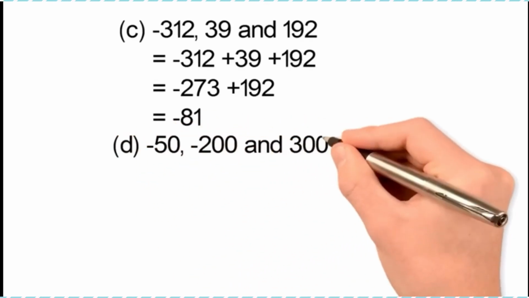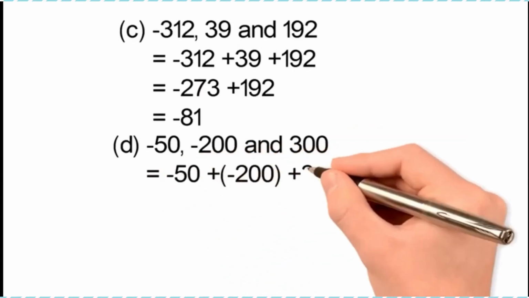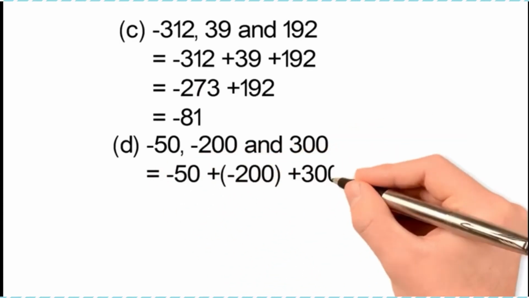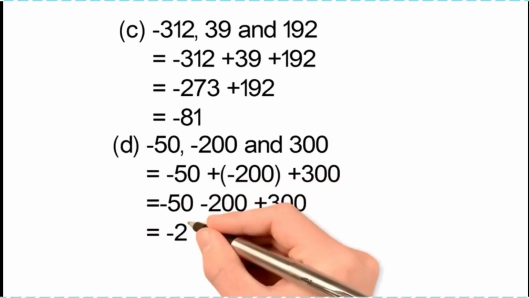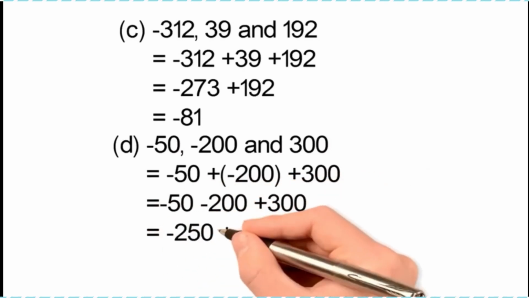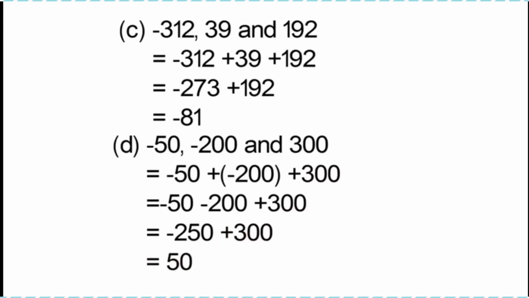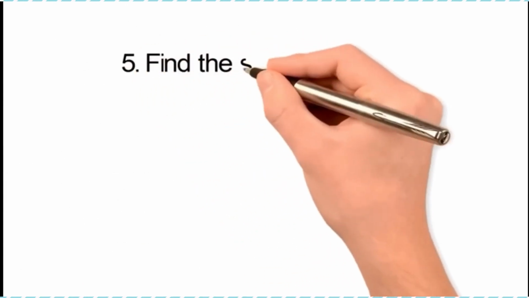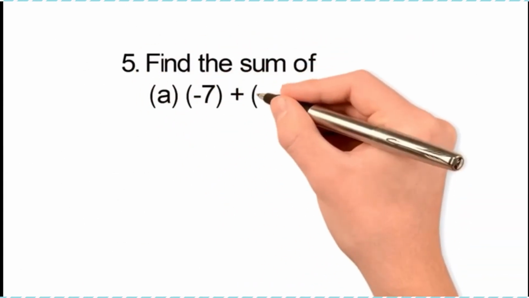The next is minus 50, minus 200 and 300. We are going to add these numbers. Open the bracket. Minus 200 and minus 50 will be added. So it will be minus 250 plus 300. The answer will be 50 because the greater number was positive.